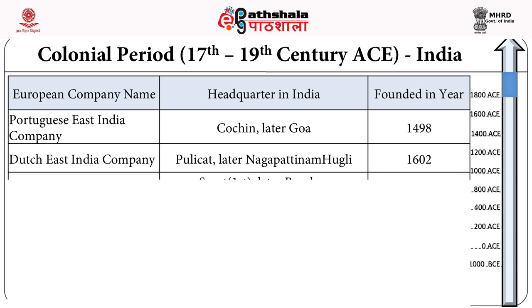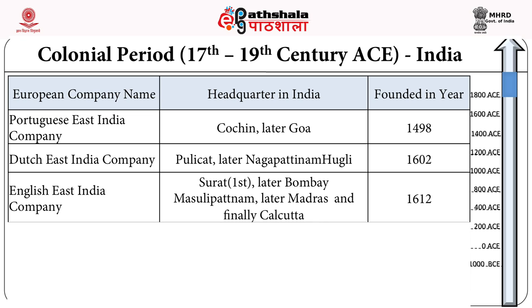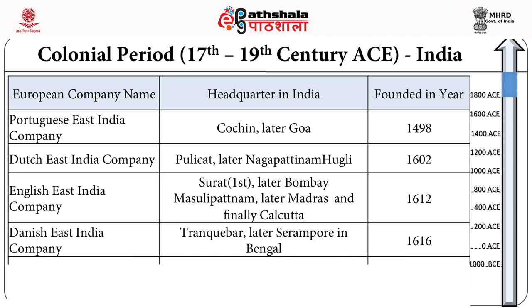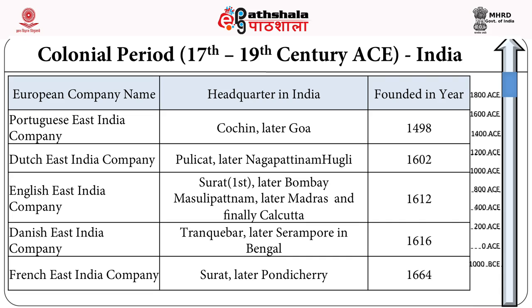Then came the Dutch East India Company, whose headquarters was in Pulikat, later Nagapattinam, in 1602, and their purpose was to trade and colonize. Then the British East India Company had its headquarters in Surat first, then later Bombay, now Mumbai, Masulipatnam, later Madras, followed by Calcutta. They came in 1612, and their purpose was trade. Then the Danish East India Company came in, whose headquarters was in Tranquebar in Tamil Nadu, later Serampore in West Bengal, and their purpose was trade and exploitation.